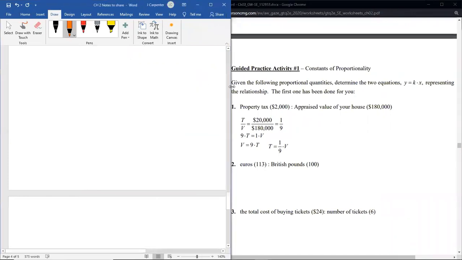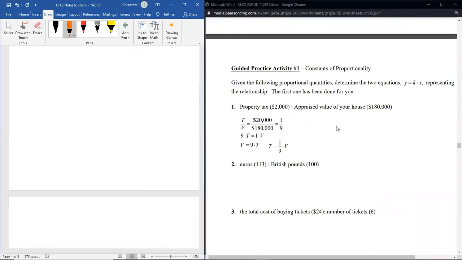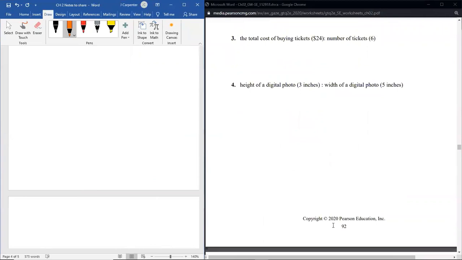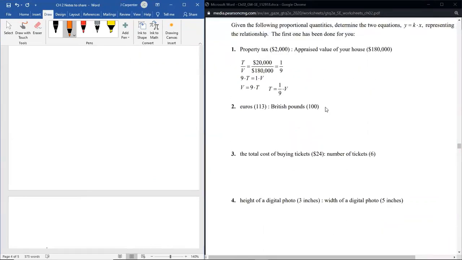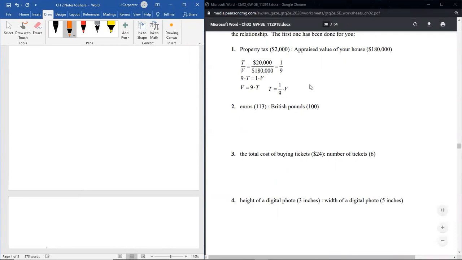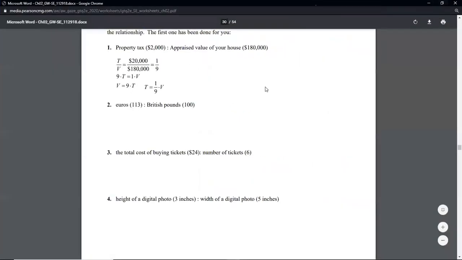There we go. All right, so this is page 92 of your guided activities. Let's see how many we can rock out in the time we have left over. And we'll just call it a section with where we stop at. And I can't read the top right now, sorry.